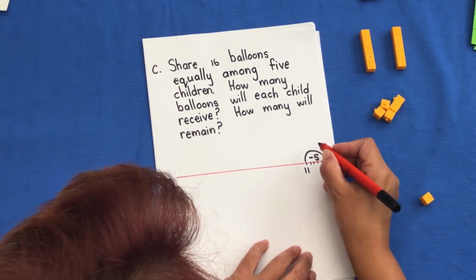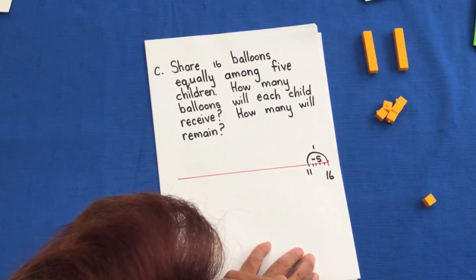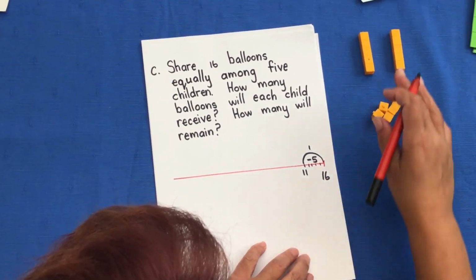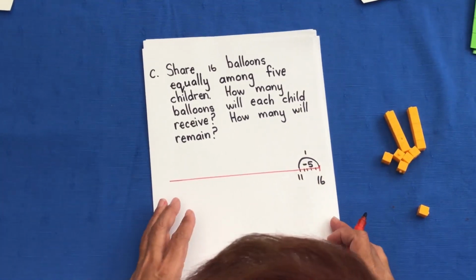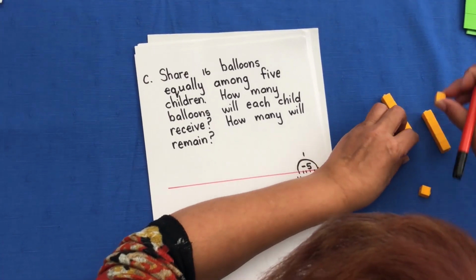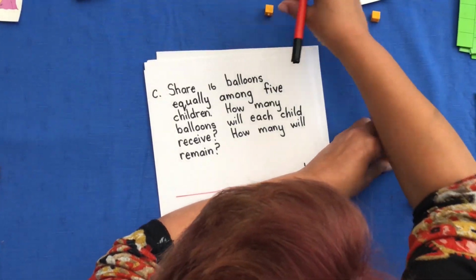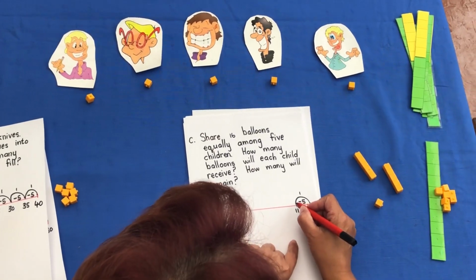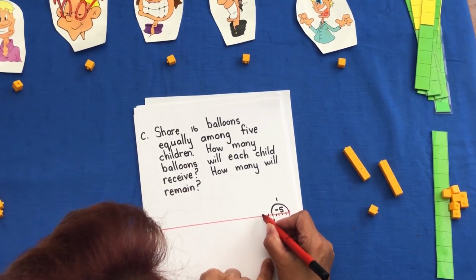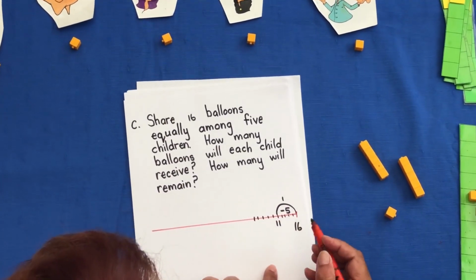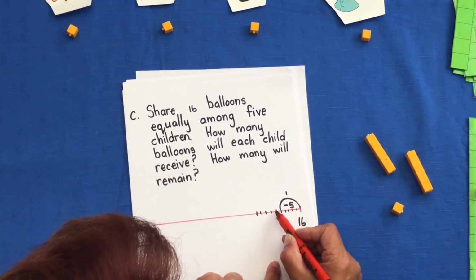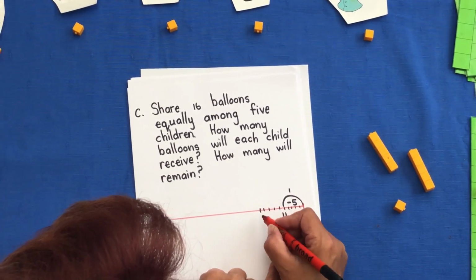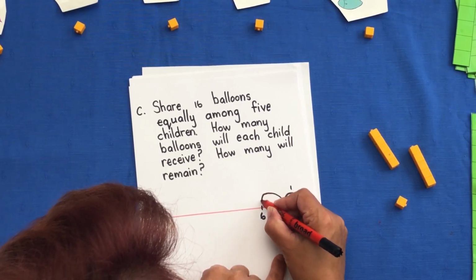Take away another 5, so I can give that to one child. Each child gets 1. So here's my 16. I'm going to give each child 1. 1, 1, 1, 1, 1. Right, now I'm going to take away another 5. 1, 2, 3, 4, 5. Let's count back. So that's 11, 10, 9, 8, 7, 6. The answer is 6.